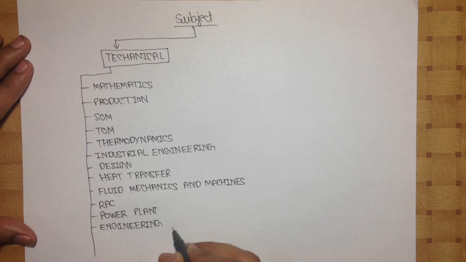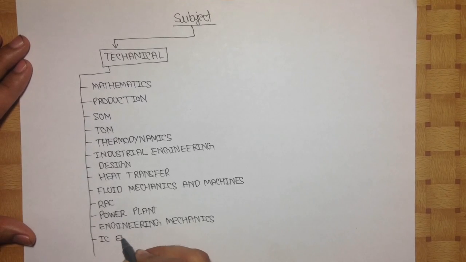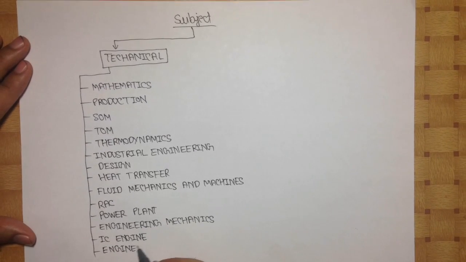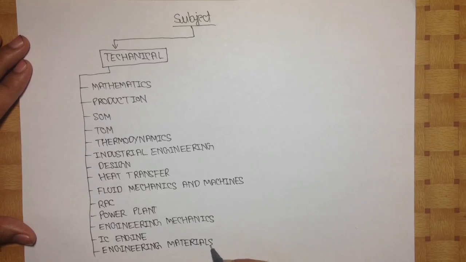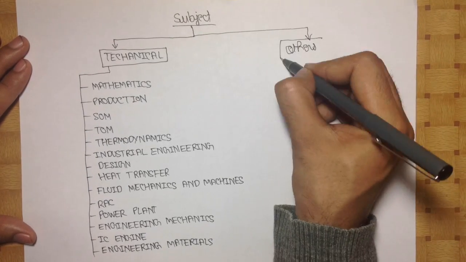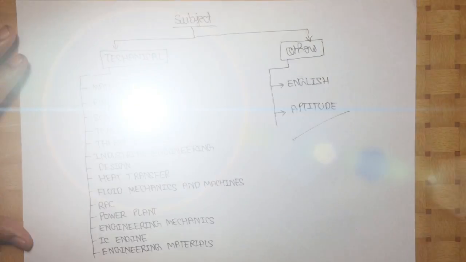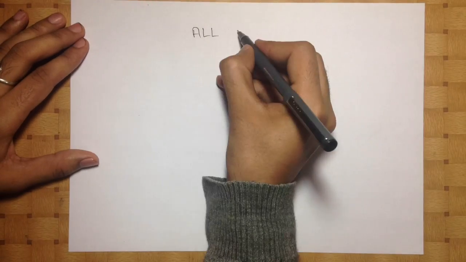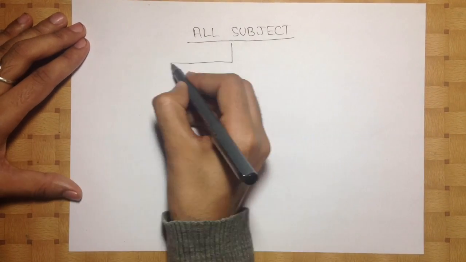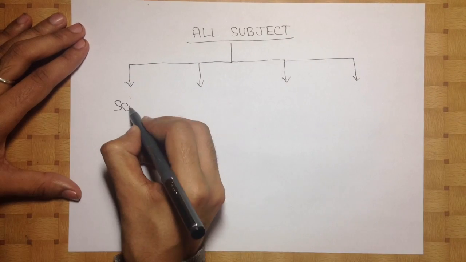For getting a good rank in GATE, we have to make a priority list which will tell us which subject is more important, where we should focus to get a good rank. I am solving this problem for you. Let's find out. I am dividing all the subjects into four sections.